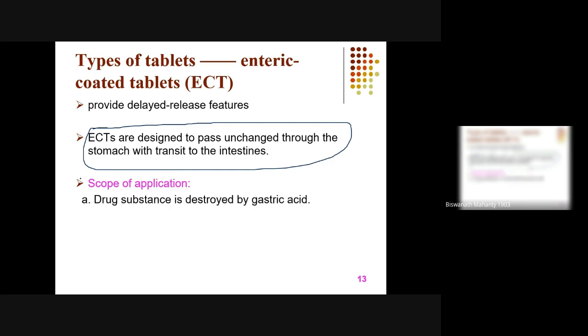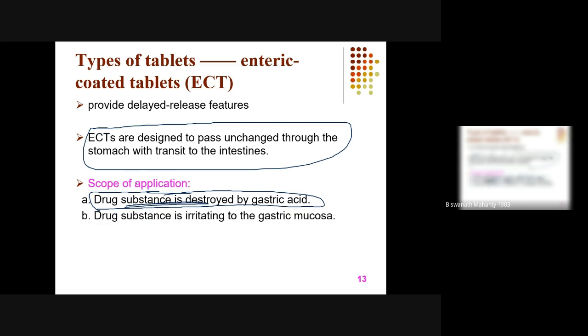So what is the purpose? Drug substance. If your drug is actually degraded in gastric acid, then only you will do it, right? Otherwise you should not do it. Unnecessarily you should not increase any cost. So if your drug is hydrolyzed, broken down in the stomach, we should look for enteric coating. Or the drug substance is irritating to the gastric mucosa. Even if it is not degraded, if the drug is causing a problem, then you can also make a coating for this. Okay, it is also improving the absorption process.